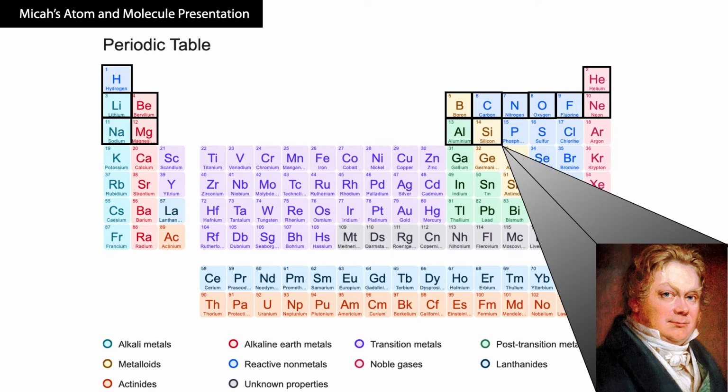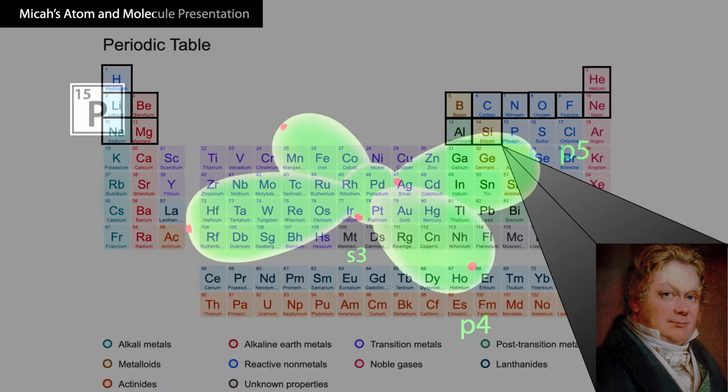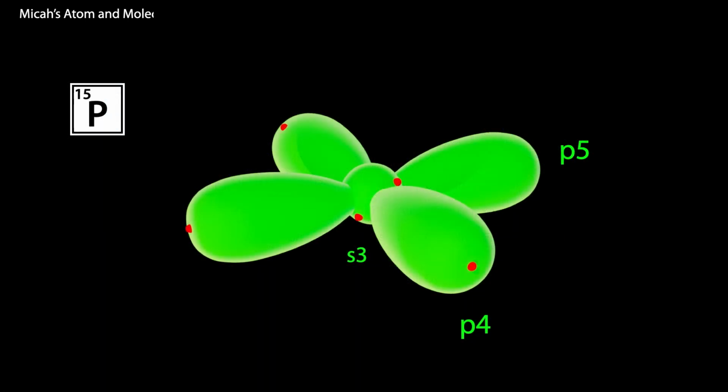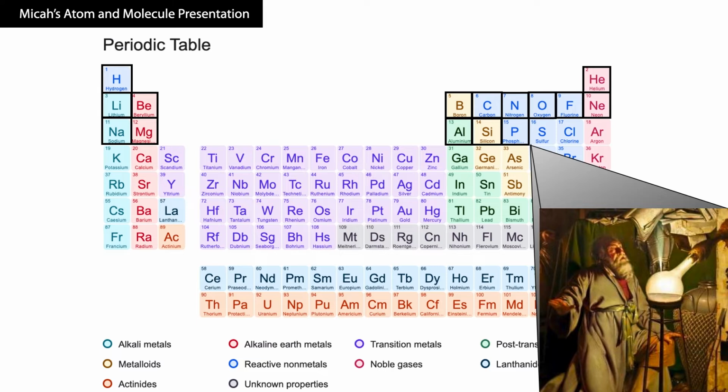Years before that, Scottish chemist Thomas Thomson gave silicon its name. Phosphorus has 15 electrons, which brings us to a new p orbital, p5. Phosphorus is a reactive nonmetal that glows in the presence of oxygen. It's in glow-in-the-dark toys and watches and other products. The name phosphorus comes from the Greek words for carrying light. Phosphorus was isolated in 1669 by Henning Brand.